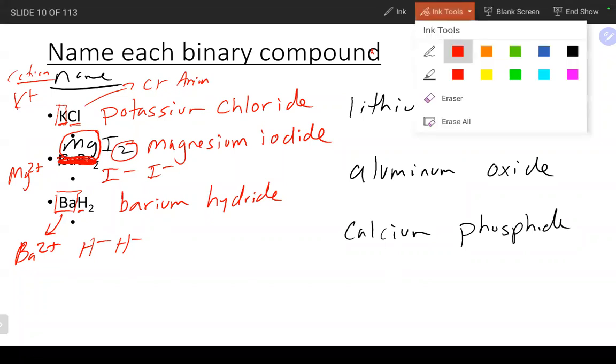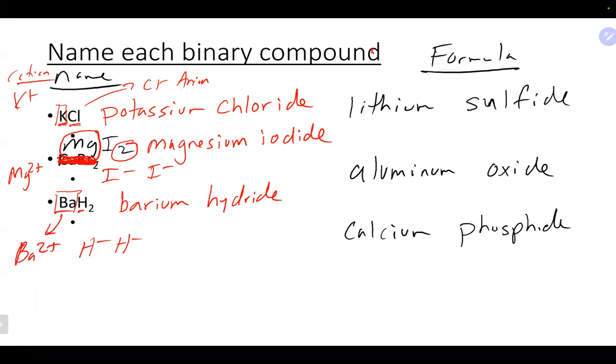When we're going backwards from name to formula, we want to identify what's going on. So lithium sulfide. Lithium once again is a metal. Sulfide is sulfur, which is a non-metal. What we really want is to identify these as being ionic, and we just want to write the basic units of each of those things. So lithium is group 1, which means it should have a +1 charge. Sulfur is group 6, which means it should have a -2 charge.